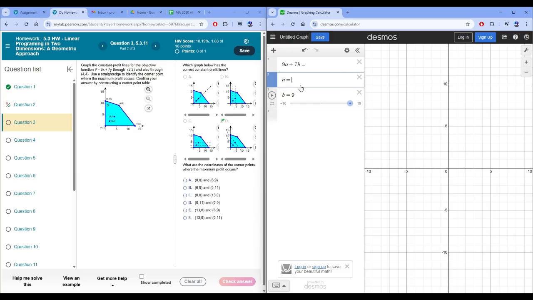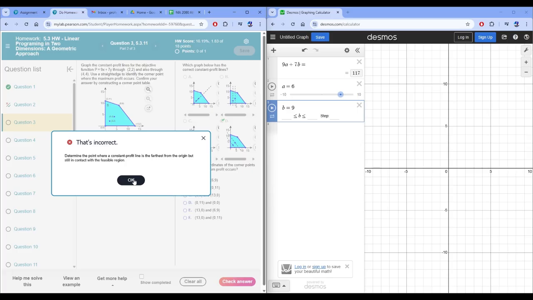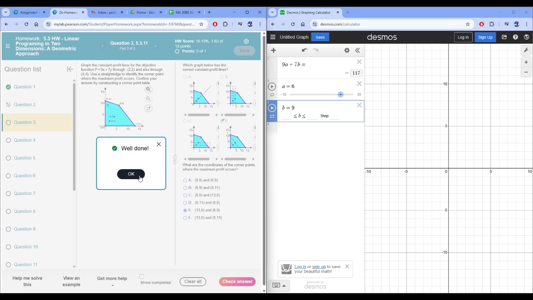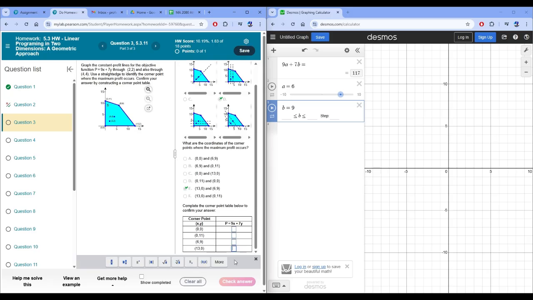Unless 13 and 0. No, that other one was bigger, right? 6, 9, 117. Oh, they're both the same answer. So that would be this one, right? Did I pick the wrong one? I meant to do 6, 9, 13, 0. Yeah, those two. They both had 117, right?